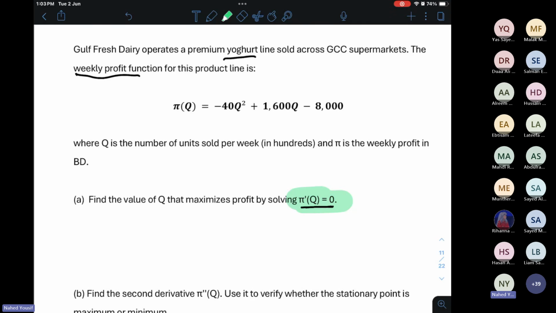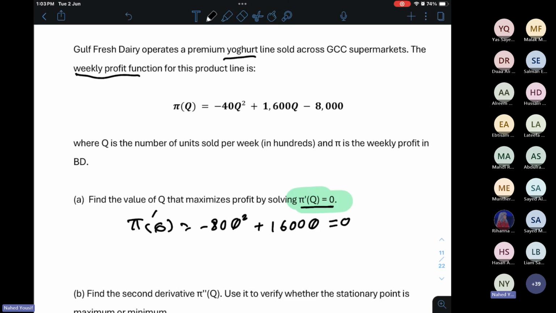Give me a thumbs up if it's clear. We have to use the first derivative. So we have to set the first derivative equal to 0. This is repeated; this is the third or fourth time it's repeated in this revision, okay? So what will be your first derivative? We have to take it: 2 times minus 40 will be minus 80q squared plus 1000q. That's it. We have to set it equal to 0.